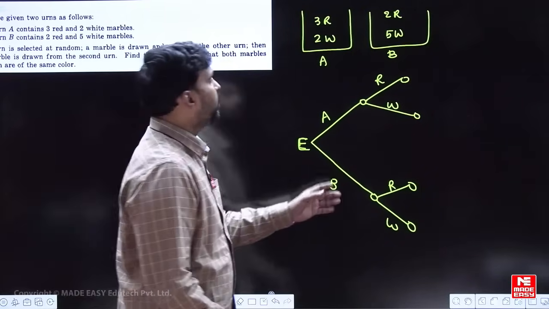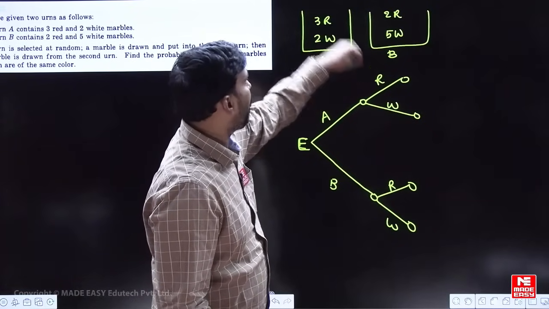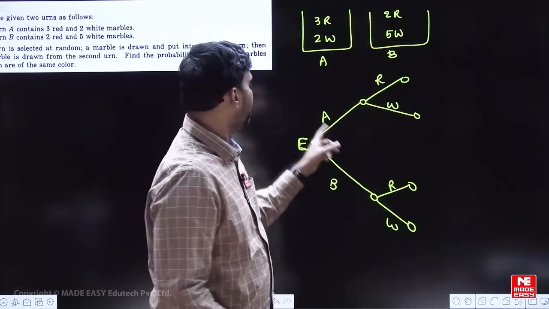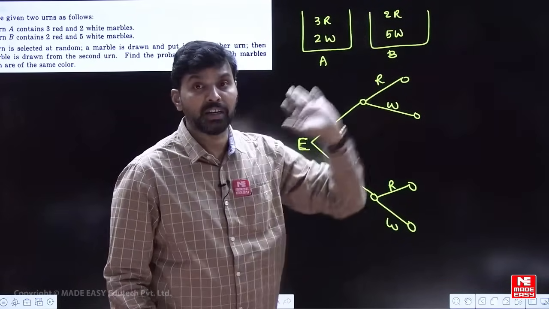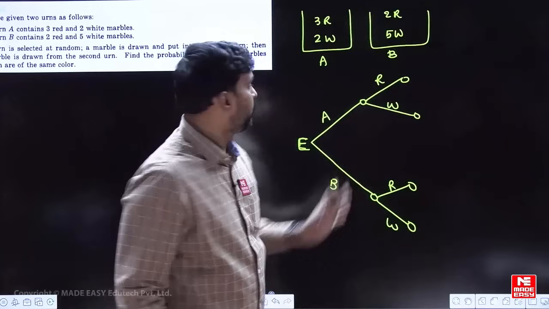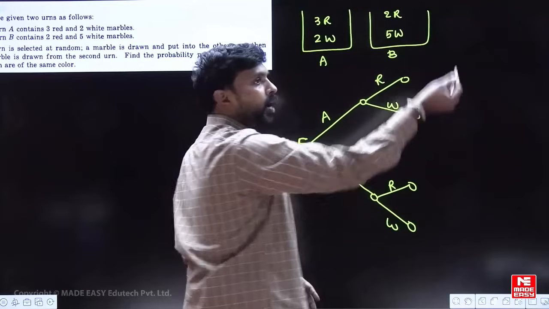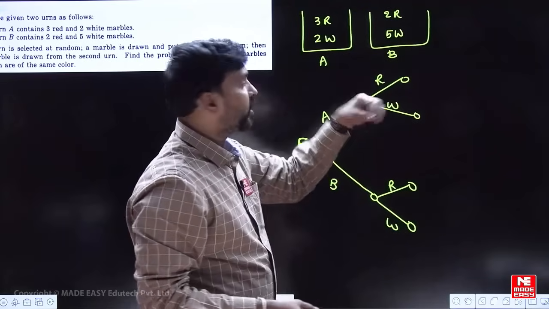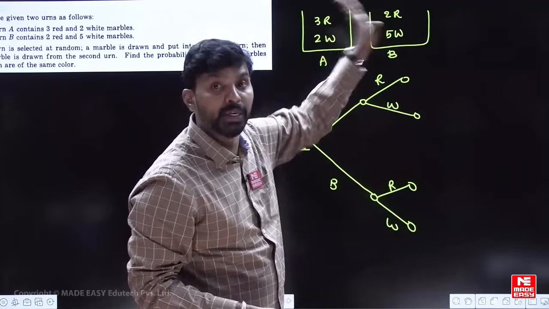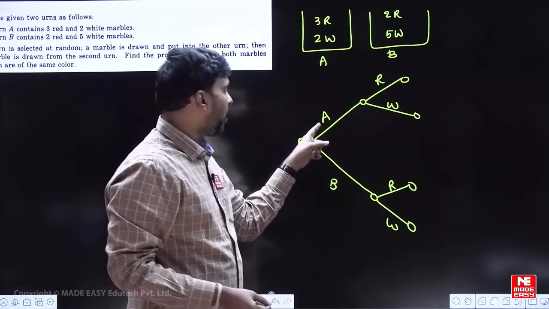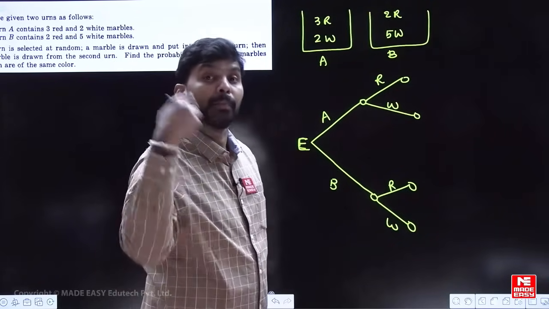Now what happened is, after drawing this red marble from A, it is placed in the other urn, that is B. So replace it in B, and from here he takes one more marble. That means he is taking one marble from B. If you have already taken from A, the next one should be taken from B.